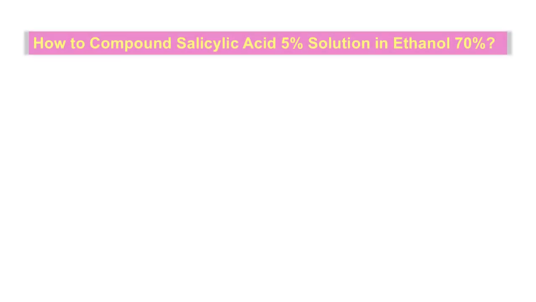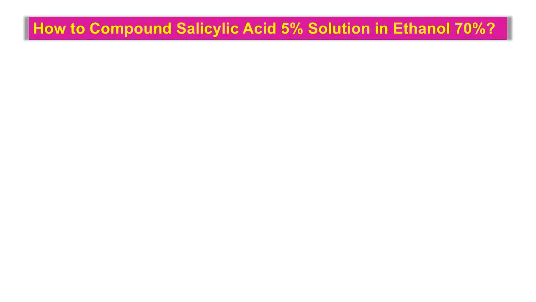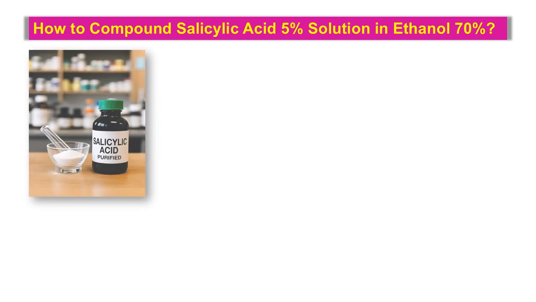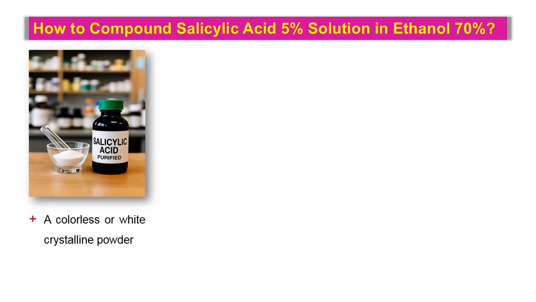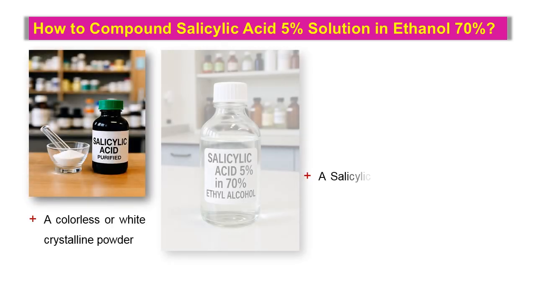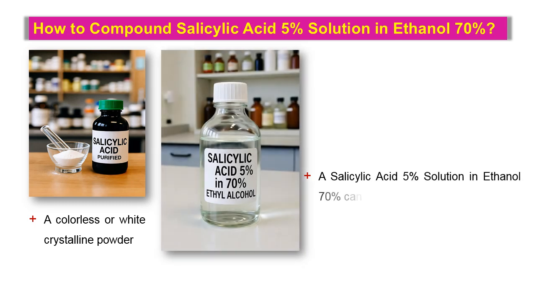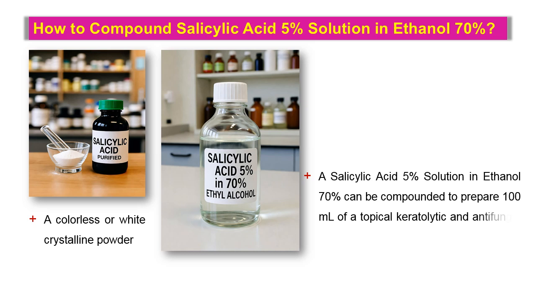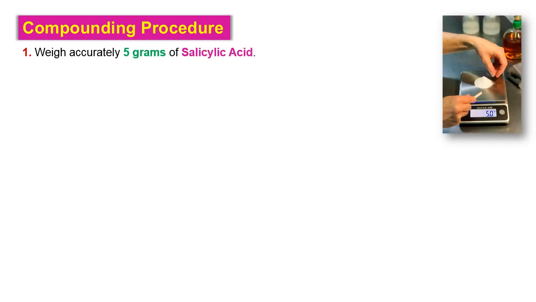How to compound salicylic acid 5% solution in ethanol 70%. Salicylic acid is a colorless or white crystalline powder. A 5% salicylic acid solution in 70% ethanol can be compounded to prepare 100 ml of a topical keratolytic and antifungal adjunct formulation. Compounding procedure: weigh accurately 5 grams of salicylic acid.